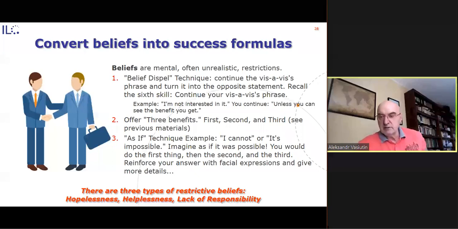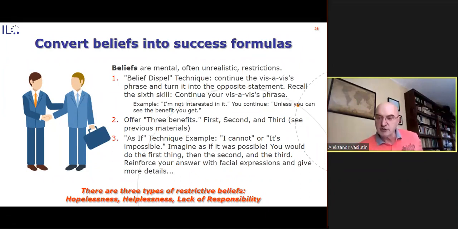A person says, I cannot, it's impossible. And you say, imagine that it is possible. What would you do first, second, third? And imagine that it's possible. Imagine that you can. And this way, these are simple things, fundamental things, without which, if you don't use them, then you are relaxed.